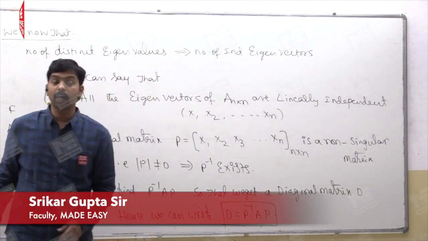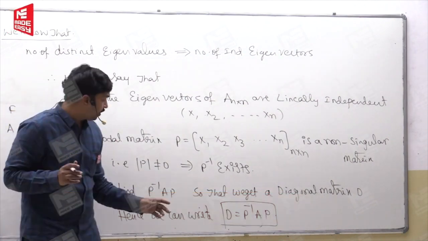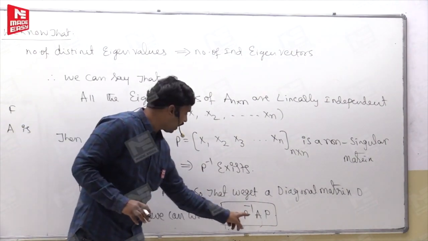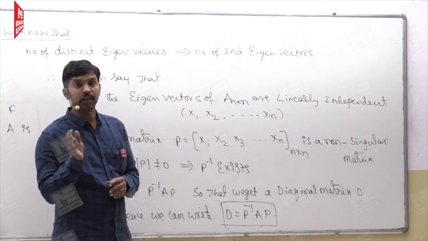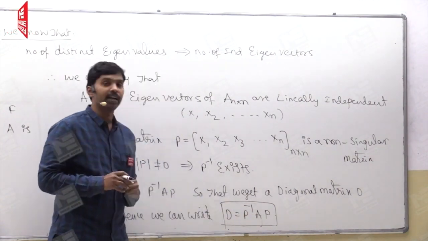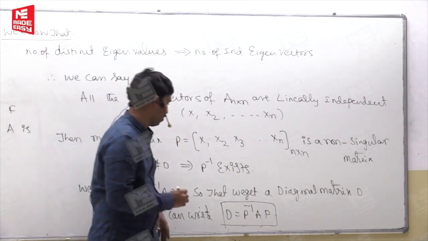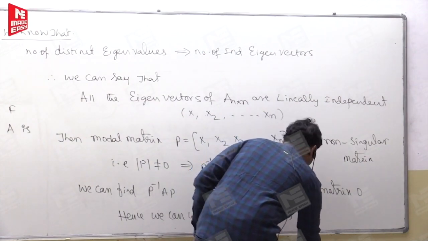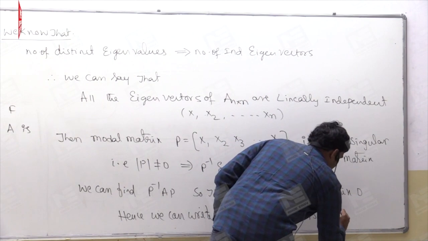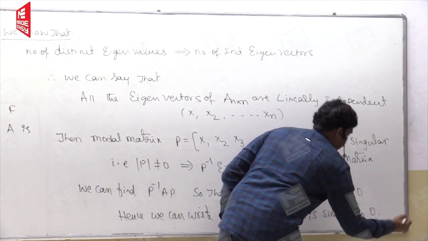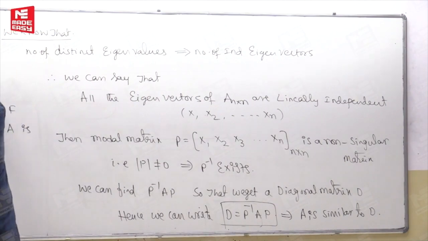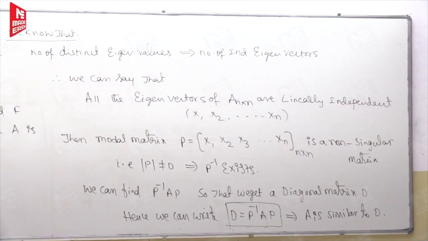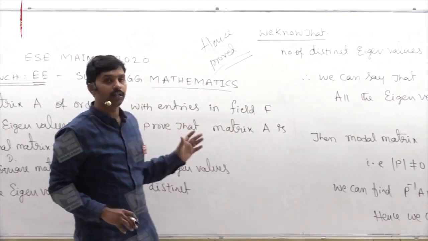Hence, I can write, see, I already told you similarity transformation. If D is equal to P inverse AP, then according to similarity transformation, D and A are similar matrices because their determinants, eigenvalues and eigenvectors are the same. Trace is also the same. So this implies that A is similar to D. Hence proved. So this is how the logical conclusion has to be given for this theoretical statement.